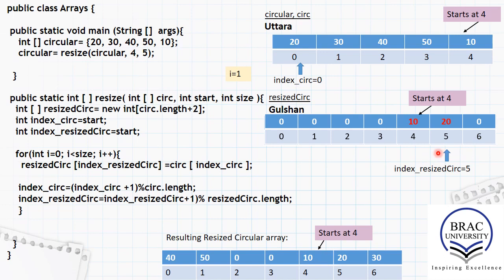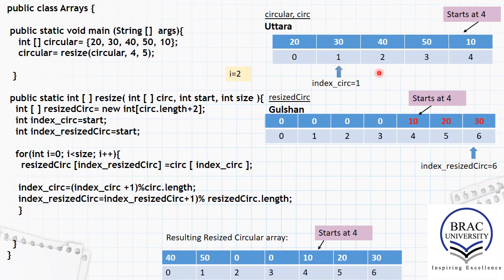And then in the next iteration, this will increment to 1 and this will increment to 6. And then 30 will be copied over here. And now notice that in the next iteration, when this value increases, it will become 7. And then 7 mod 7 will be 0. So this will be wrapped around.